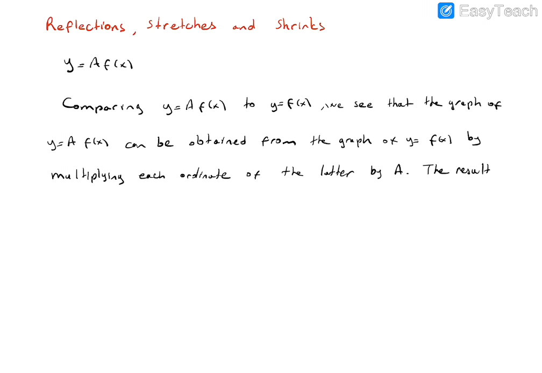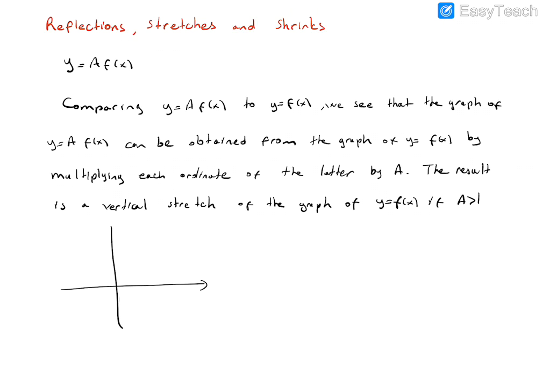Because the ordinate will increase. The result is a vertical stretch of the graph of y equals f of x if a is bigger than 1. Let's sketch the graph and observe it from the absolute value function again. X, y axis. So the absolute value of x graph is this one. Y equals absolute value of x.